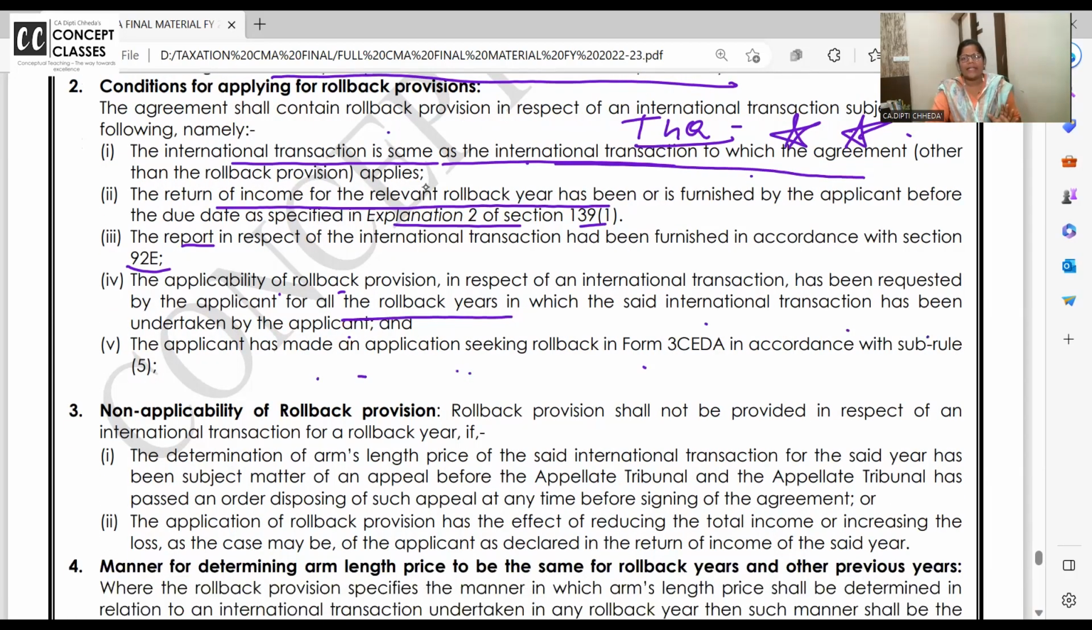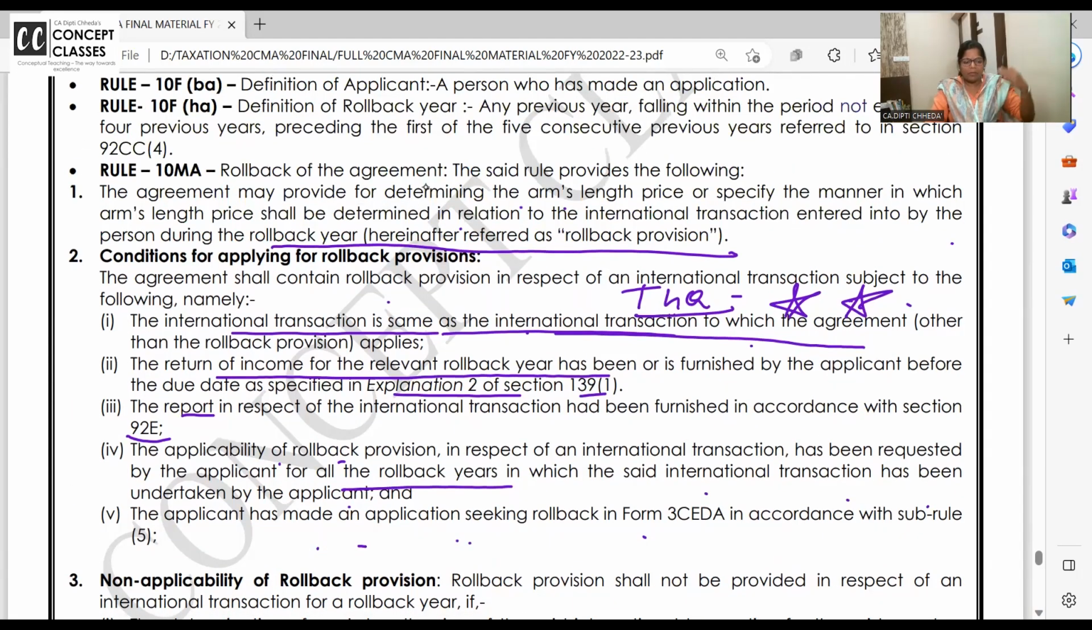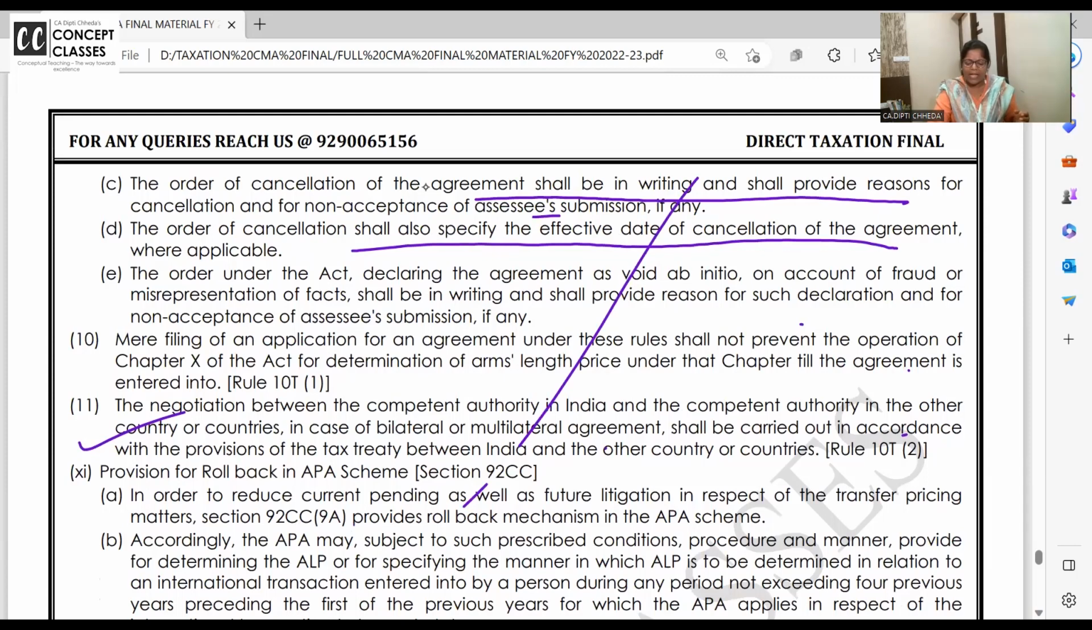So conditions clear hai. It should be for same transaction. Return should be filed on time. Report of CA you have submitted for those years, and rollback you have to enter for all the 4 years. You can't say कि I want to enter now. Did you all mark it? Very very important. मैं छांट के आपको पढ़ा रही हूँ. कुछ चीजें straight अगर आपको नहीं पढ़ना है ना तो just read it once and cancel it. Okay, right.